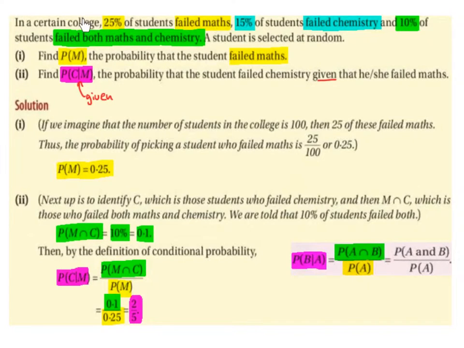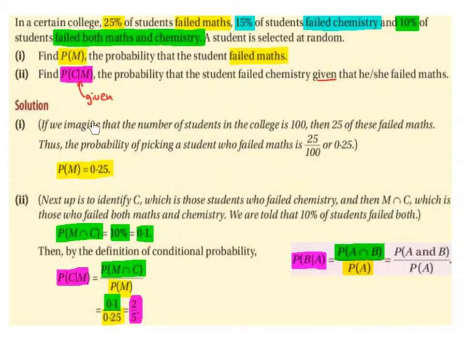In a certain college, 25% of students failed maths, 15% of students failed chemistry, and 10% of students failed both maths and chemistry. A student is selected at random. Part 1. Find the probability of M, the probability that the student failed maths.